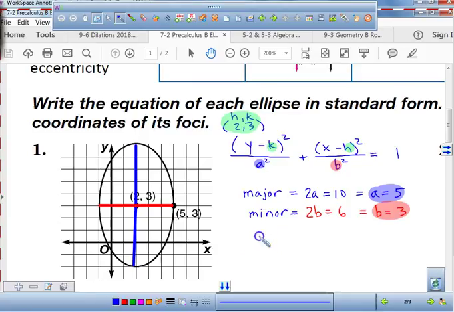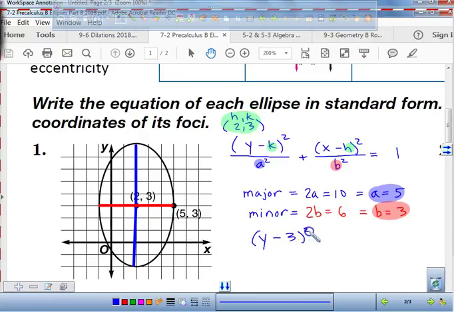So plugging in, the original is y minus, what's our k value? 3. So y minus 3 squared over, if our a value is 5 and it says a squared, that means a squared has to be 25. x minus, what's our h value? 2 squared over b squared. And what is our b value? 3. So 3 squared is 9. And that equals 1. So there's your equation, everybody.